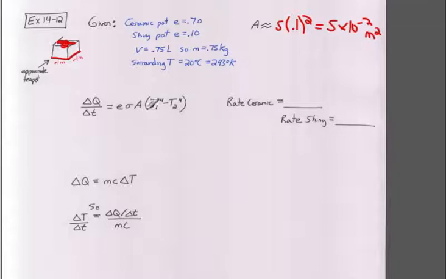So let's see. We're going to do it for each one separately. So for the first one, well, maybe we'll just try to do them together. So emissivity, we'll just leave, I guess. We'll put in the constant, 5.67 times 10 to the negative 8th. Put in the area we got, 5 times 10 to the negative second. And then the temperature difference.